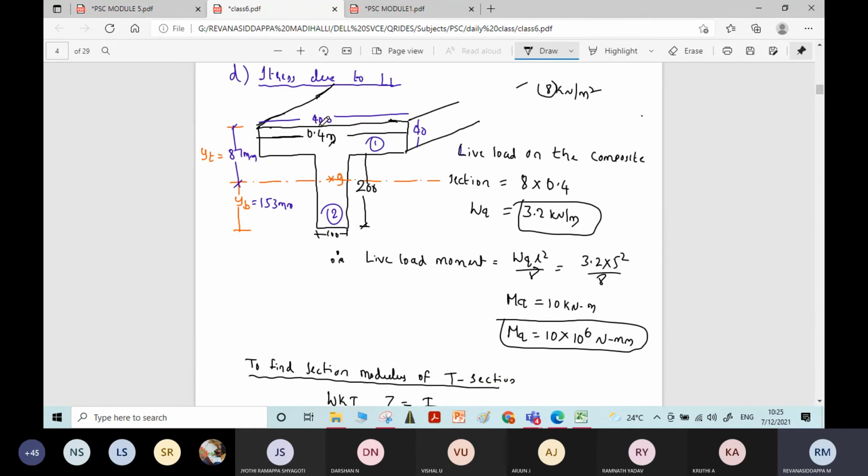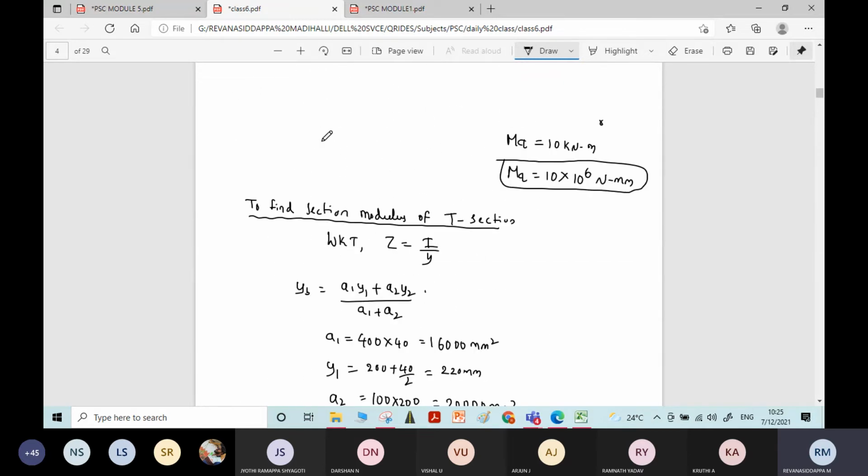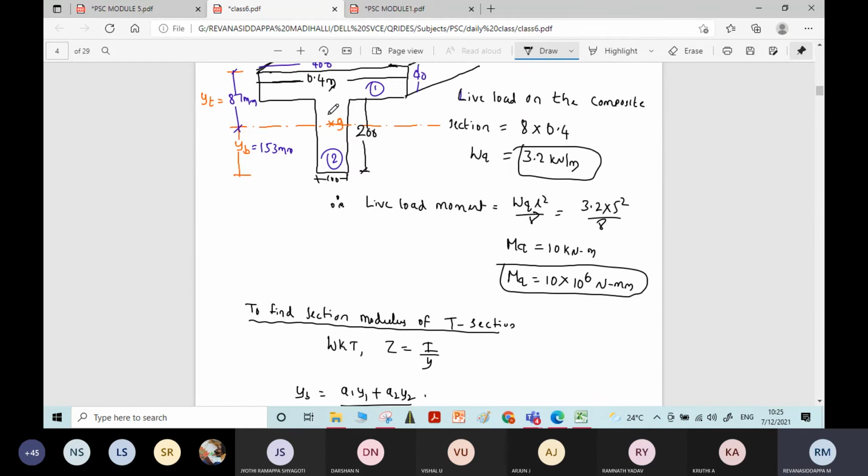rectangle 1. B is 400, D is 40. 400 into 40 cube divided by 12. If given in examination, this will be given for 16 marks. 400 into 40 cube divided by 12 plus AH square. A is 400 into 40, into H, the distance between centroid of rectangle 1 to that of centroid of whole figure. Okay.